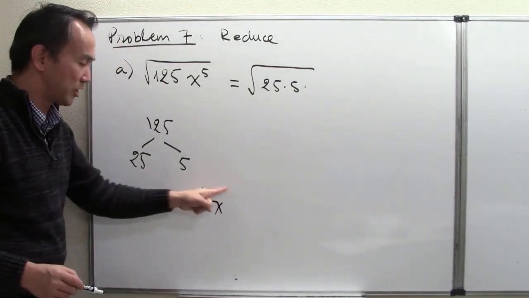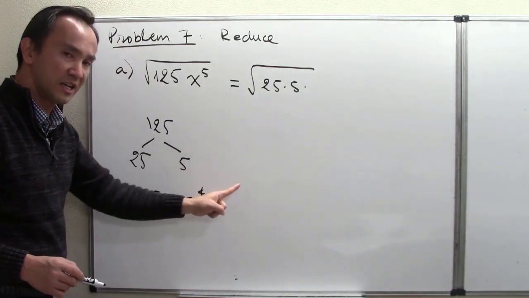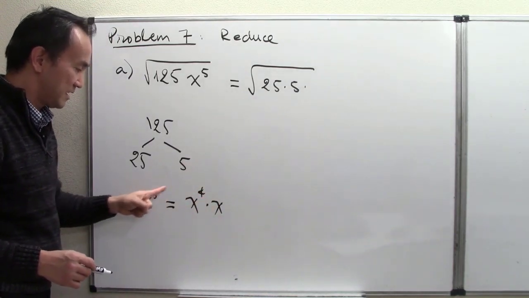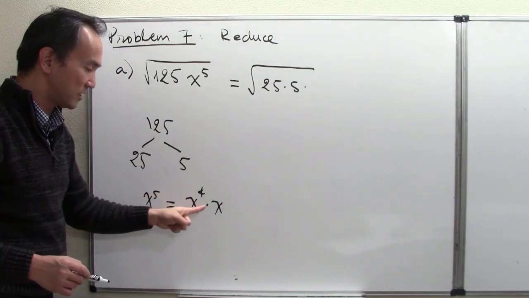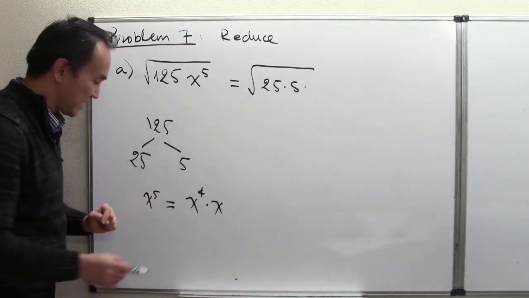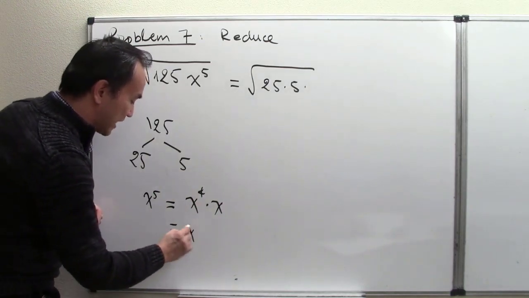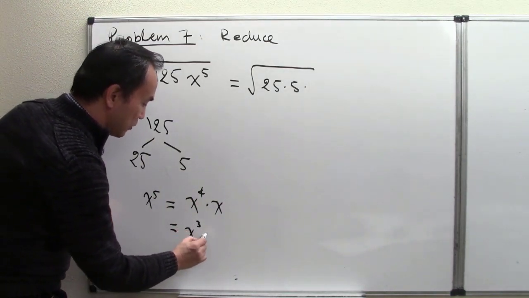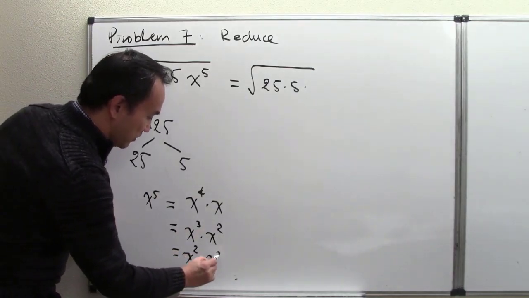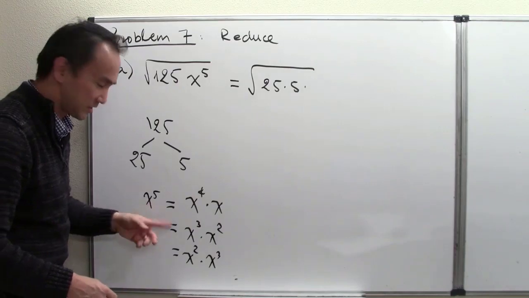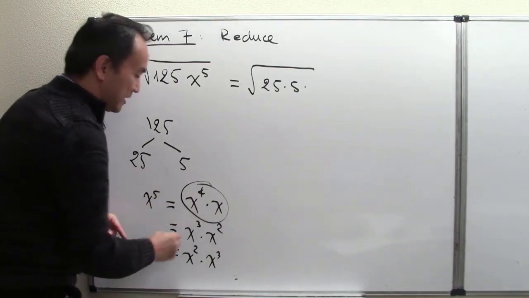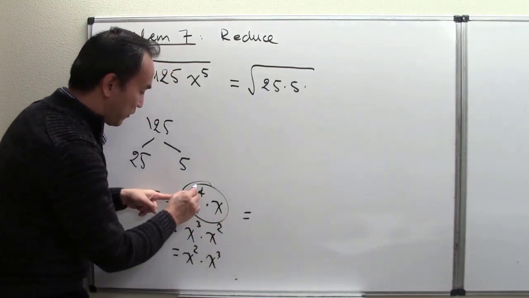Your learning from algebra should allow you to understand that x to the power of 5 is the same as x to the 4th power times x to the 1st power. There are many ways of doing that. There's x cubed times x squared, x squared times x cubed, which is essentially the same, or x times x to the fourth. But I purposely chose this one simply because I see the x to the fourth specifically right here.